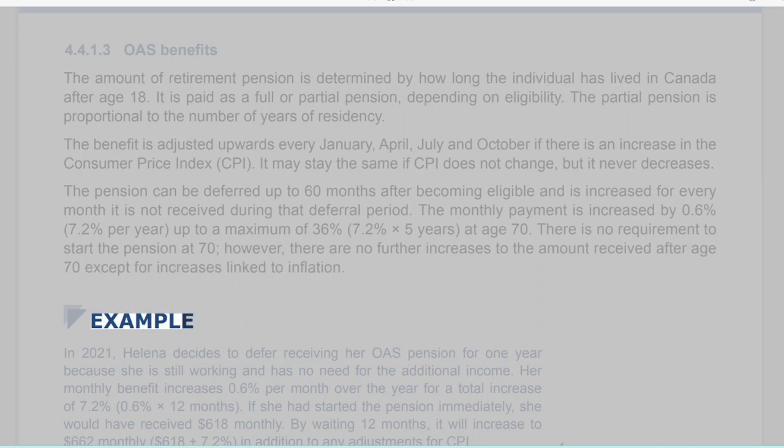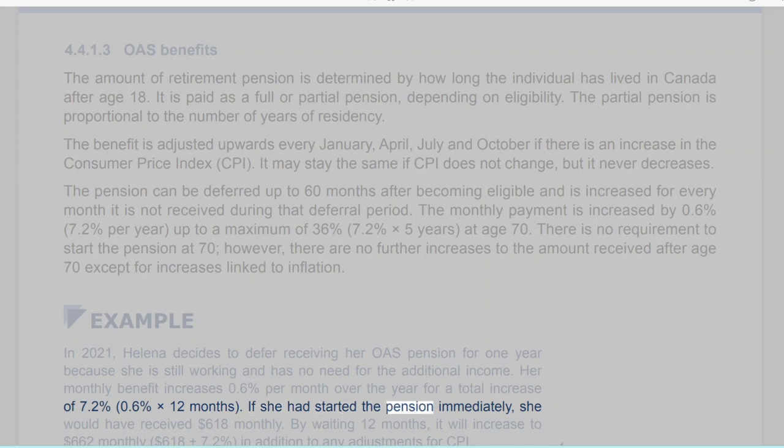Example. In 2021, Helena decides to defer receiving her OAS pension for 1 year because she is still working and has no need for the additional income. Her monthly benefit increases 0.6% per month over the year for a total increase of 7.2%, 0.6% times 12 months.